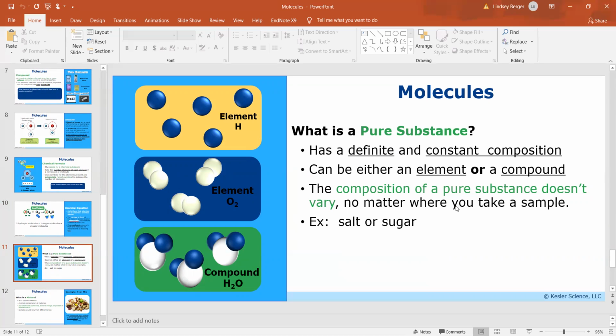But what it's made out of is going to be the same no matter where you look at it or when you look at it. So if you have a big flat dish of some substance, if you pull from the left, it's going to look exactly the same as if you pull from the right. So it's completely pure. It's the same all the way across the board.